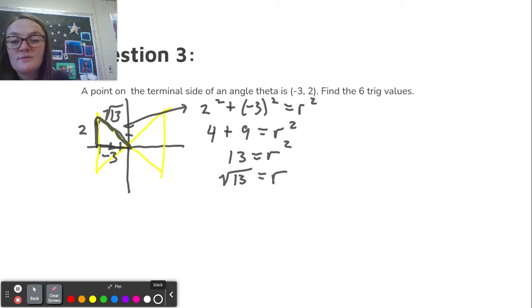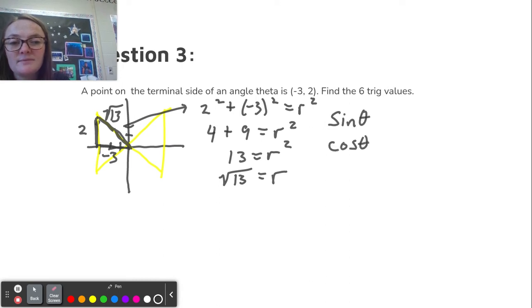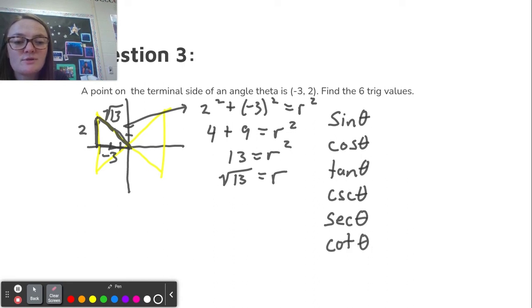All I want to do is find the remaining 6 trig functions. Let's go ahead and find them. Let's find sine of theta, cosine of theta, tangent, the reciprocal of sine, which is cosecant, the reciprocal of cosine, which is secant, and the reciprocal of tangent, which is cotangent. Let's go ahead and find all of these.